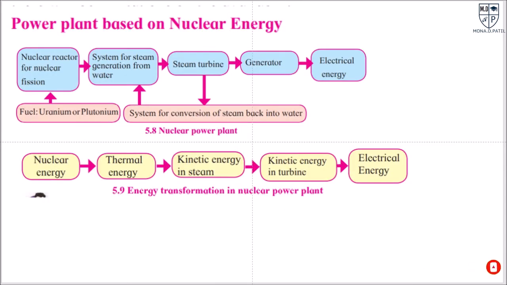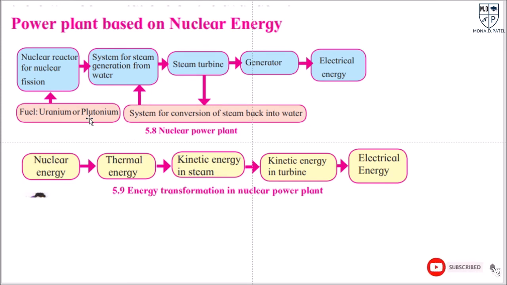Power plant based on nuclear energy. Here the nuclear reactor for nuclear fission is used. Here there is a system for steam generation from water, then a steam turbine and a generator, and with the help of the generator electric energy can be formed. Here fuel like uranium or plutonium is used, and between the uranium and plutonium the reaction can take place. So let us study about it.